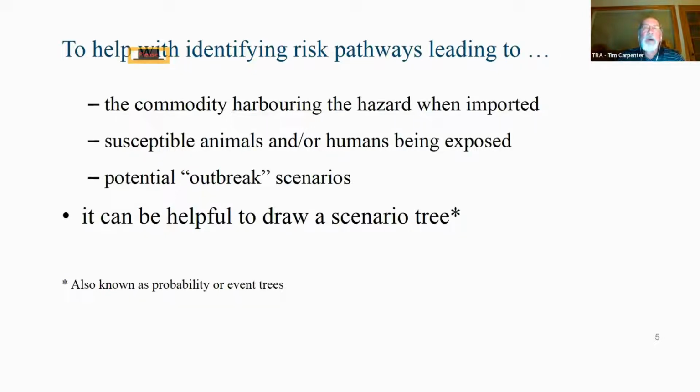So again, we need to identify the hazard and what commodities are infected for the entry when imported. And once imported into a country, what species, human and or animals, are we worried about that might be exposed? And once exposed, what's going to happen, how much spread might occur, and what's the consequence occurring for that? And as I said, one of the easiest ways to do this, one of the best ways to clearly communicate the scenario is through scenario trees.